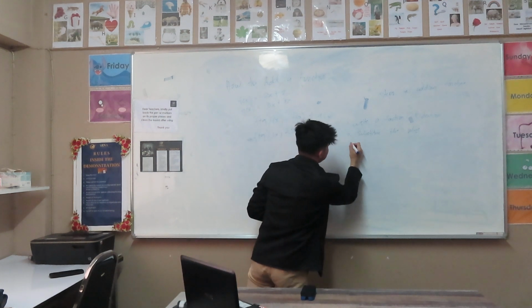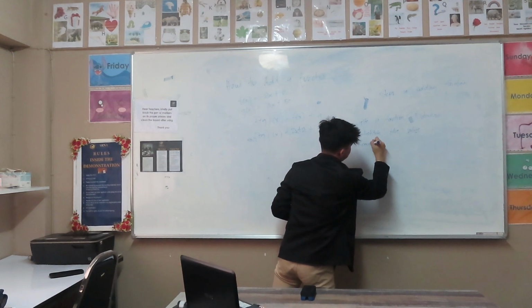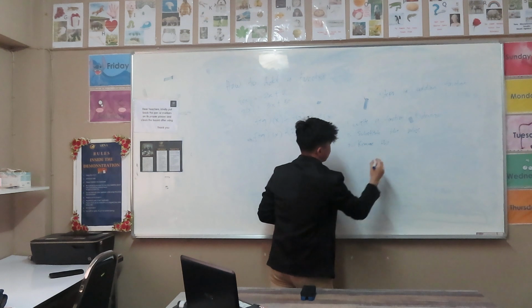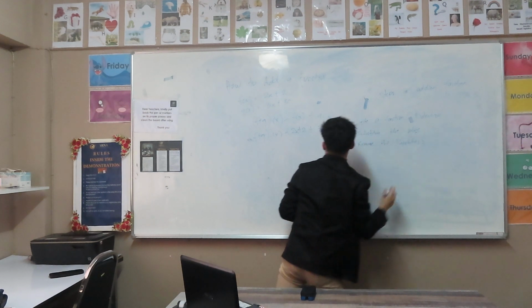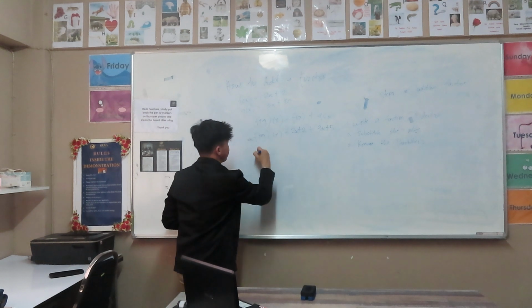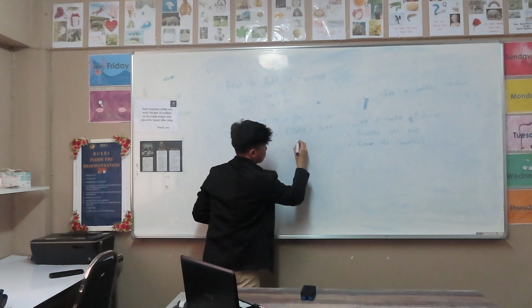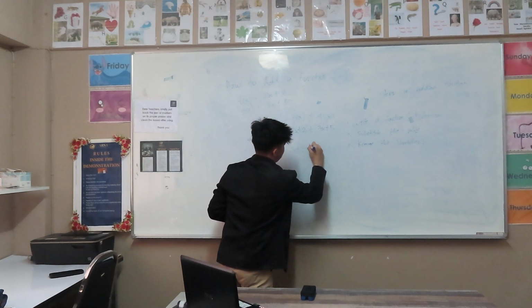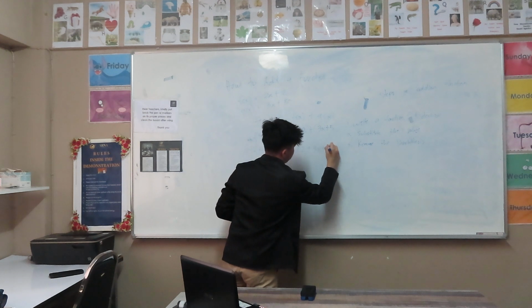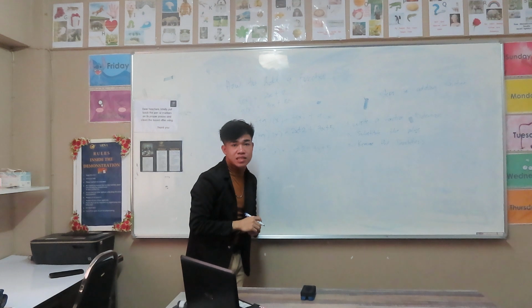Next, in step number 3, remove the parentheses. Simply remove the parentheses. (f + g)(x) is equal to 2x + 2 + 3x + 5. Okay, understand? Did you get it?